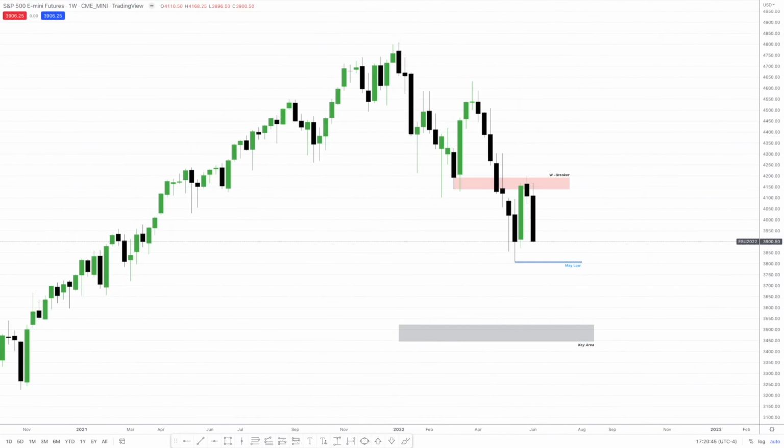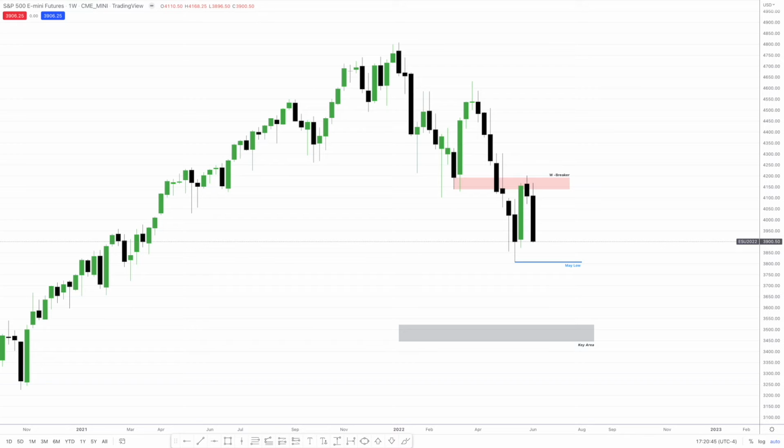All right, moving on to the E-mini S&P 500 weekly chart. As we can see, we recently traded into a breaker, and price respected that with a very sizable down week last week. It looks like we want to take out that May low around the 3,800 level, and we have many lows that we can take out.